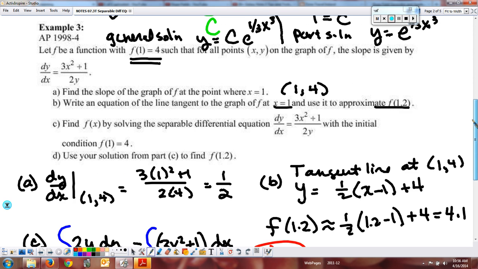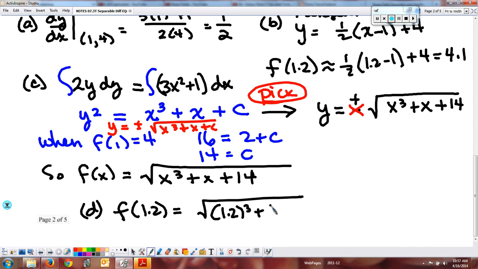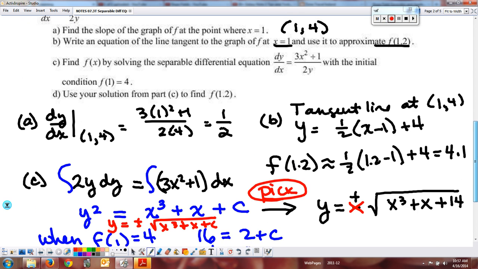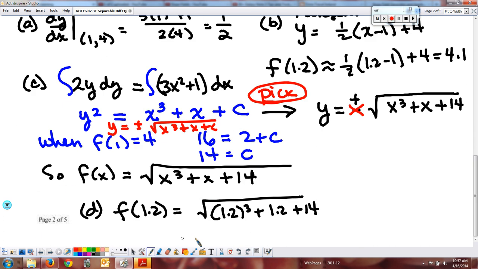And then in part D, use your solution to find f of 1.2. So again, very similar to what we just did in the previous set of notes. For f of 1.2, I can actually use my formula here, which is the square root of 1.2 cubed plus 1.2 plus 14. Okay, and that's pretty much it. You don't have to simplify. If you had a calculator, I don't know if this was a calculator problem. I don't think so, because it's number 4 in the list. So at that point, you just pretty much had to say, hey, there it is, and then walk away from it. Okay. All right, so let's take a look at, and was that the last thing I had to do?